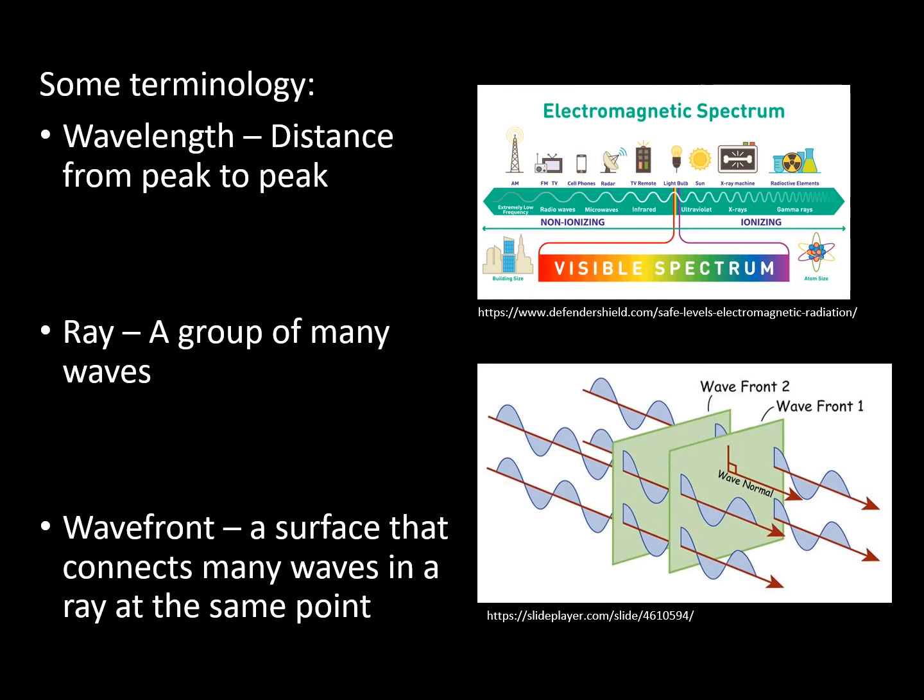And if we have many waves to group together, this is called a ray. So this diagram here is kind of showing the ray of these many different waves of light going in the same direction. And the wave front is the part where all of these different waves of light have their same point. So at the peak of each of these waves here, that's the wavefront.